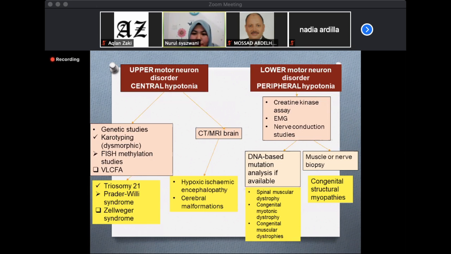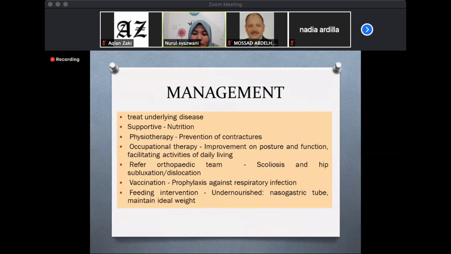Okay, so for the management, the important one is we need to treat the underlying disease. Mostly in genetic problems or syndromes, we need to give supportive treatment. So we need to give supportive nutrition. We need to do physiotherapy if the infant has contractures, to prevent any contractures, and occupational therapy to improve posture and functions, and also to facilitate activities of daily living.